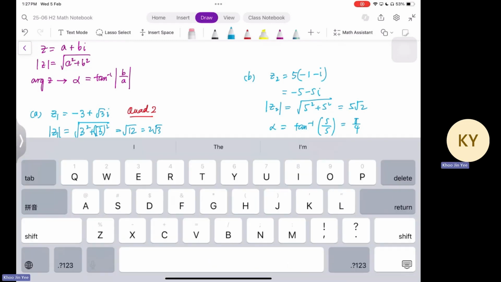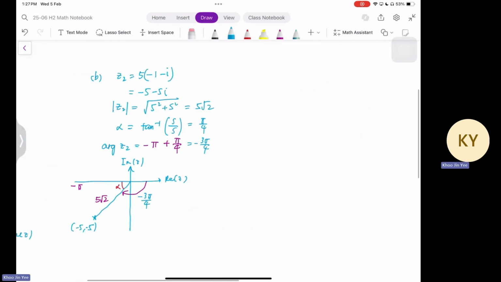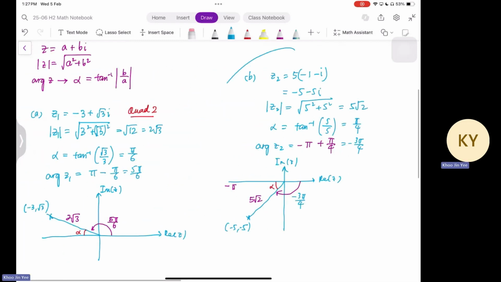Okay, so we will get negative 3 pi over 4 radian. Okay, now part B. Technically speaking, you don't need to do any working for this part. You can just draw the diagram directly, because it's just 1 mark per diagram, or on the same diagram.